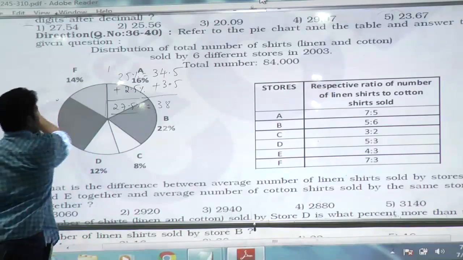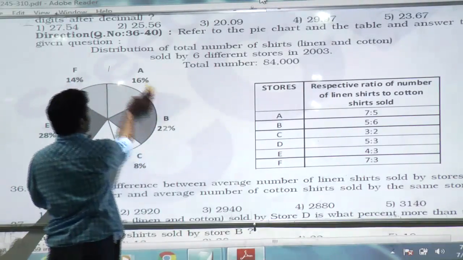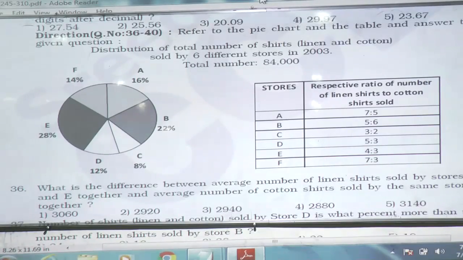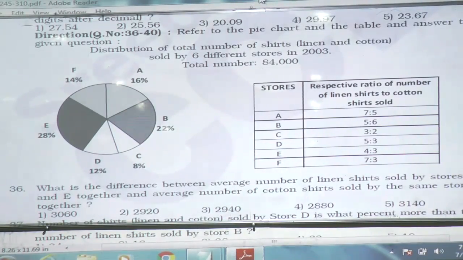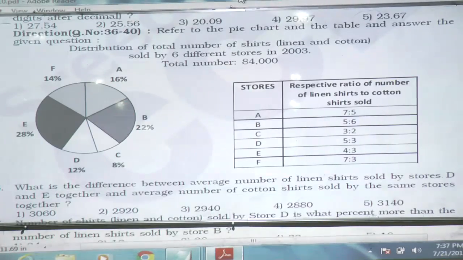Questions 36 to 40. Distribution of total number of shirts, linen and cotton, sold by 6 different stores in 2003. Total number 84,000. Right, 36.